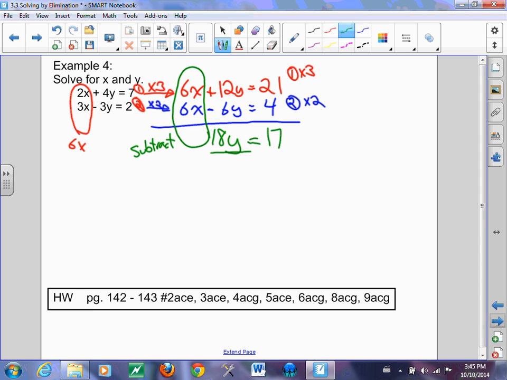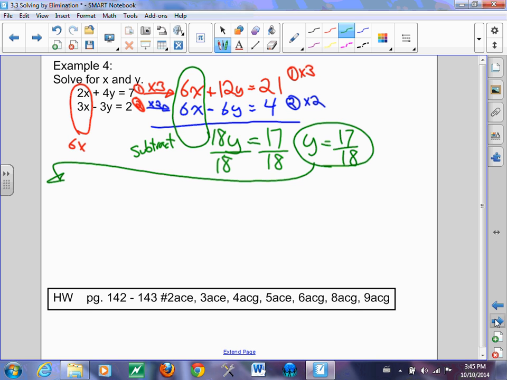To get y by itself, you've got to divide both sides by 18. And you're going to leave it as a fraction. So y equals 17 over 18. And that's not fun, but guess what? Fractions are part of real life. So we're going to take that, and we're going to sub it into, which equation do you want to sub it into? Probably the second one.